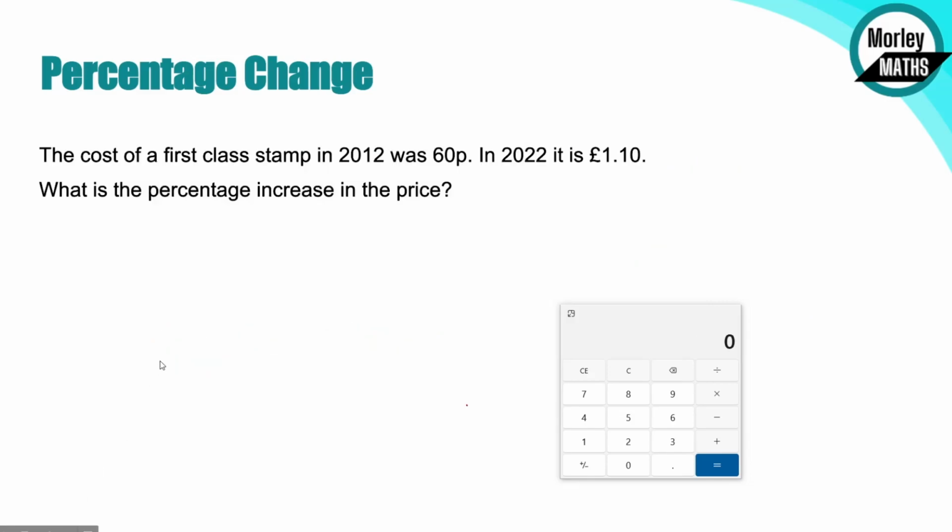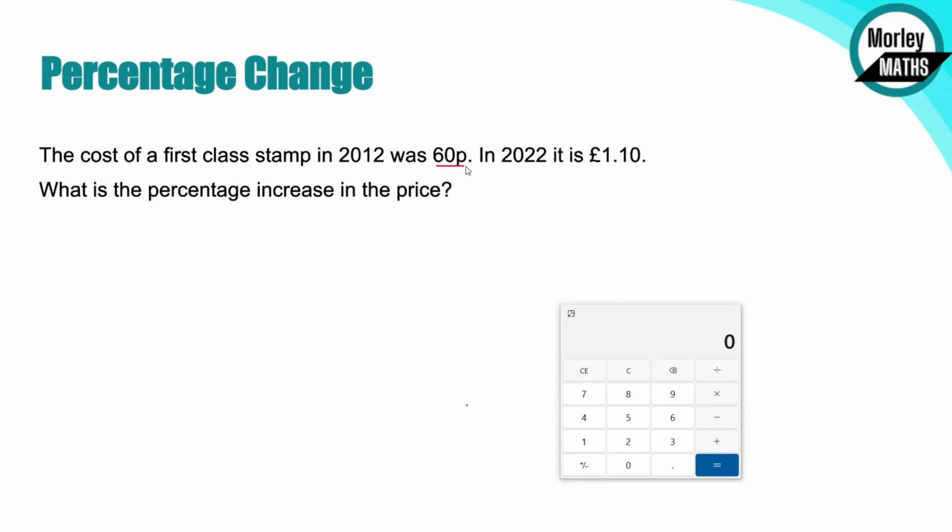So we've got this first practice question on the screen now. I want you to pause the video, have a little go at it, and then in the comments let me know if you got this one right. We'll go over the answer afterwards. Okay, so the cost of a first class stamp in 2012 was 60p. In 2022 it's £1.10. What's the percentage increase in the price?